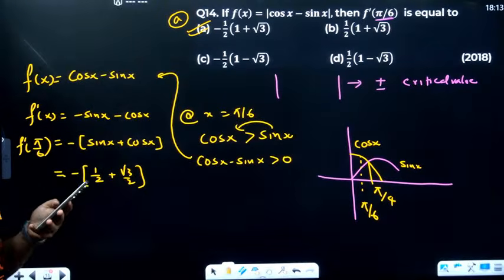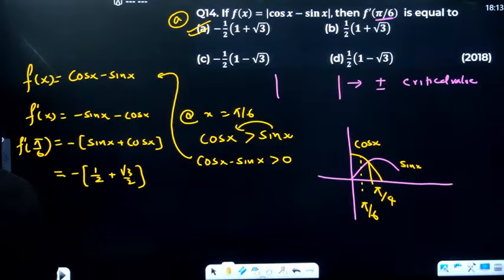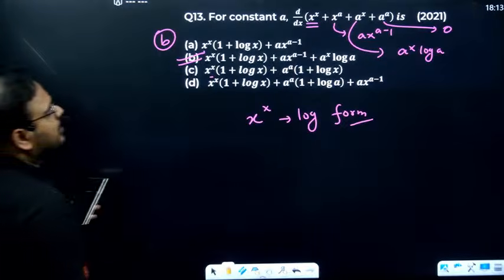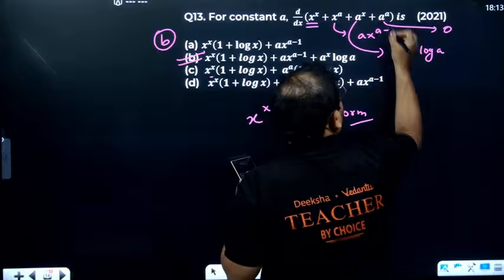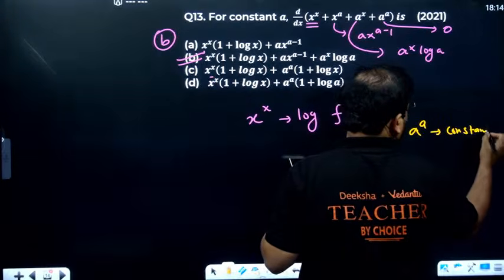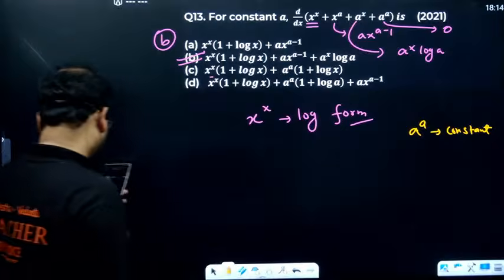Okay. Tanu, which question are you asking? Where it is 0? Achha, this one you're asking. This is a constant, right? a power a is a constant. Derivative will be 0, no?